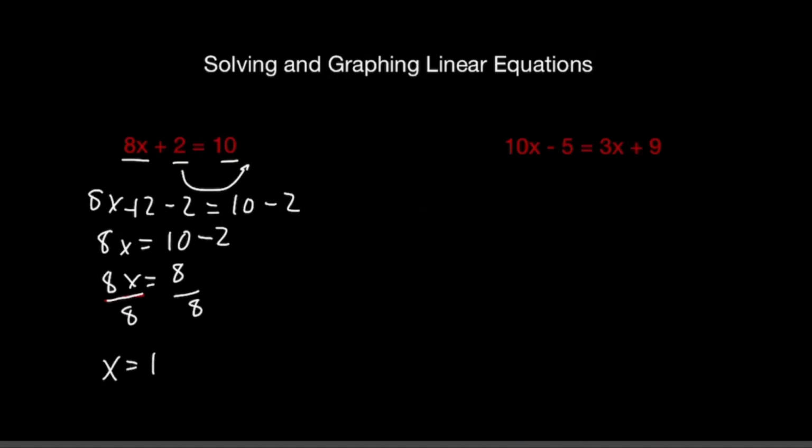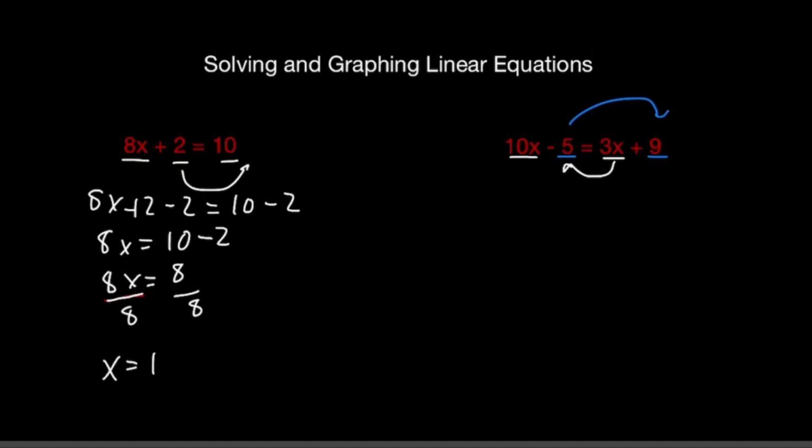Now, let's go for another example. In the equation, we have 10x minus 5 equals 3x plus 9. We see that we have two terms with a variable, and two terms without a variable. 10x and 3x have variables, and negative 5 and 9 don't. What we're going to try to do is move 3x to the left side, and move minus 5 to the other side.